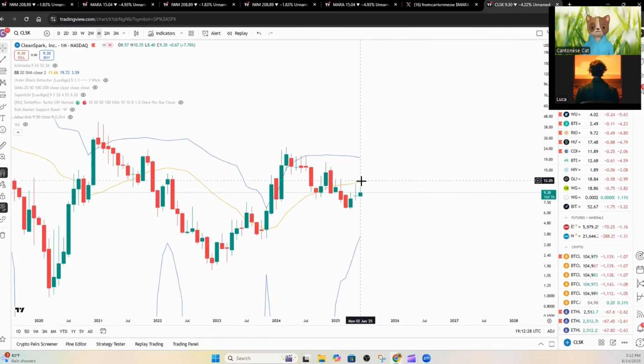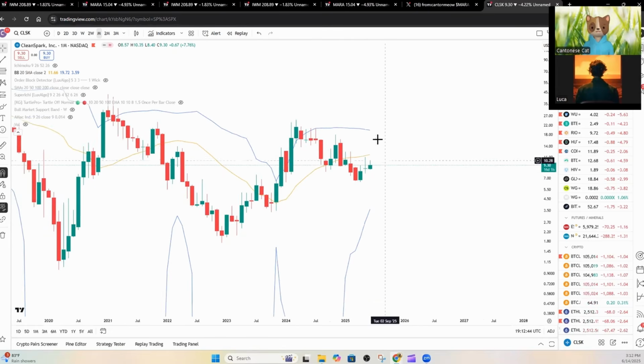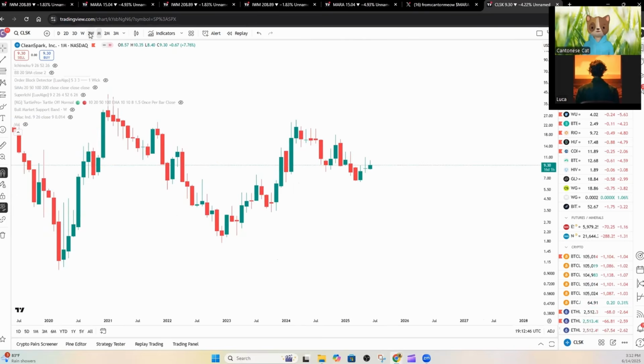So I need to see it clear the $11.50 to $12 level and then reclaim that level from resistance to support. And then I'll be a lot more confident about the higher time frame bullishness, but we don't really have that quite just yet. So, thoughts on what I'm seeing? I don't know.